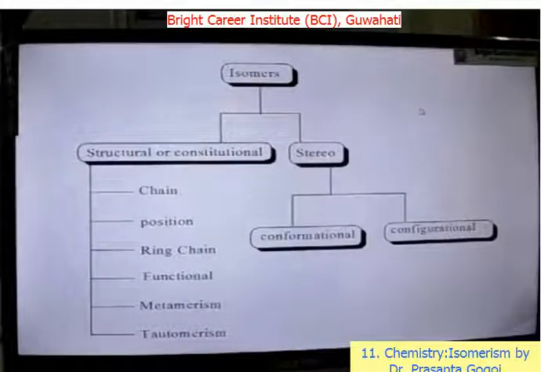Isomers are broadly divided into two parts. One is structural, also known as constitutional, and other is stereo. Structural or constitutional isomers are divided into six parts. One is chain isomers, second is position isomers, third is ring chain, fourth is functional isomers, next is metamerism, and last one is tautomerism. And stereoisomers are divided into conformational and configurational.